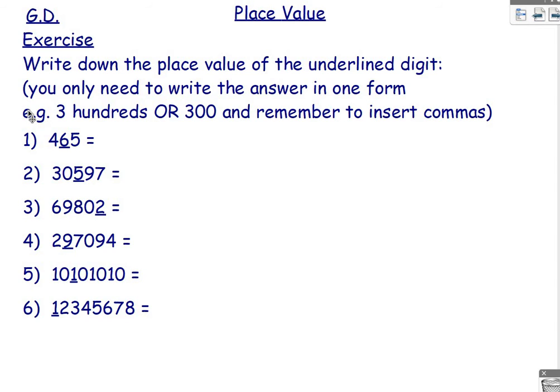Those are just tips to remind you that you only need to write the answer in one form. So, for example, if it was 300, or you could write down 300. So one of those 2, write down, please. And don't forget to put commas in to help you as you go along. So if you could try those 6 questions in your small book now, please.